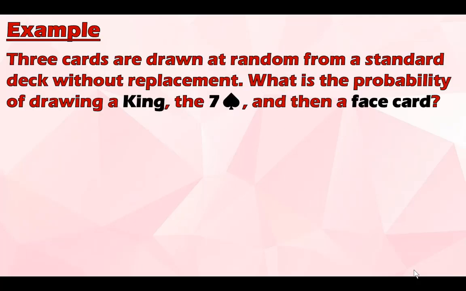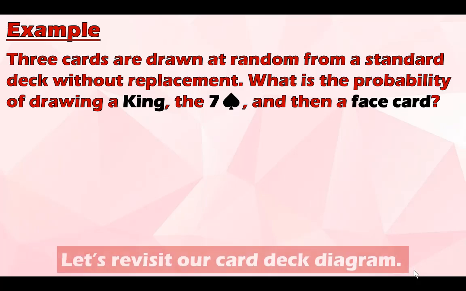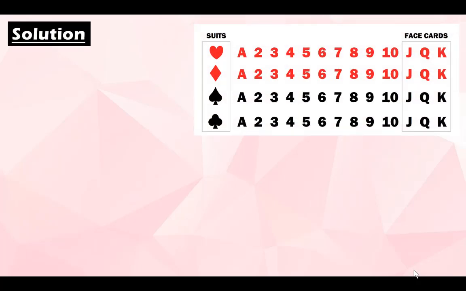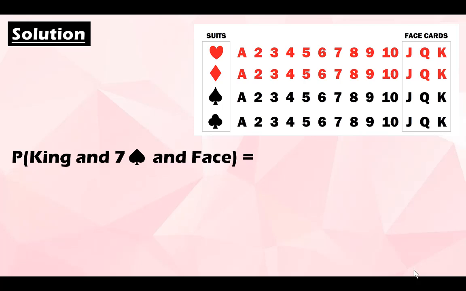3 cards are drawn at random from a standard deck without replacement. What is the probability of drawing a king, the 7 of spades, and then a face card? So let's look at that deck diagram again. Probability of drawing a king and the seven of spades and a face card.